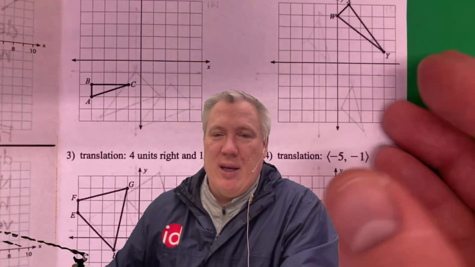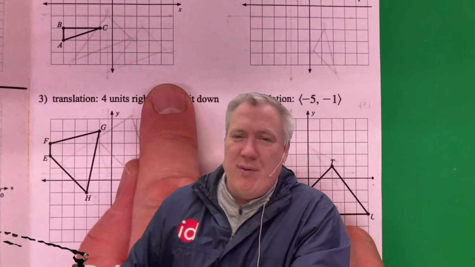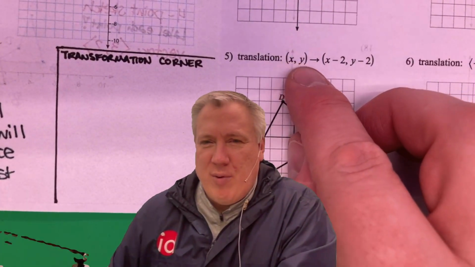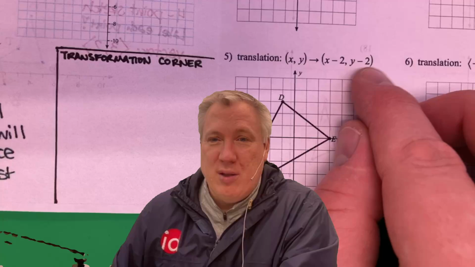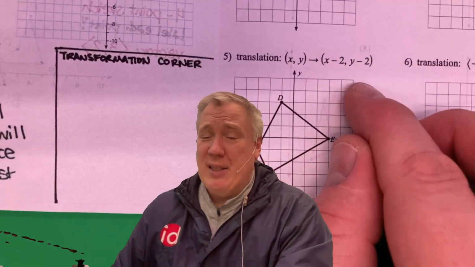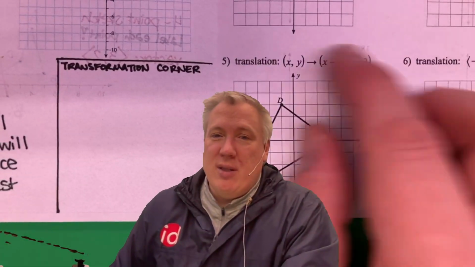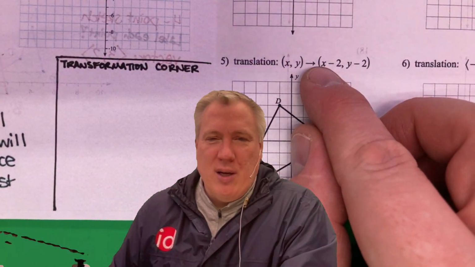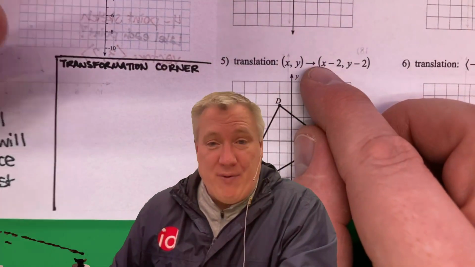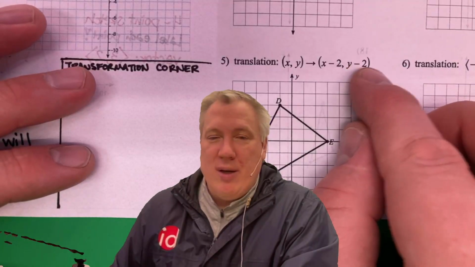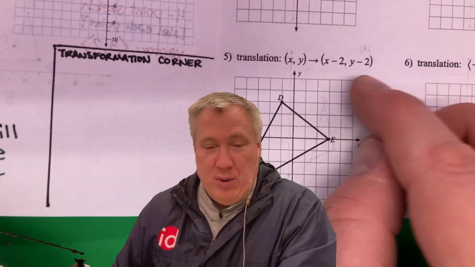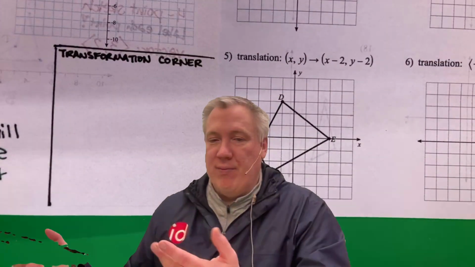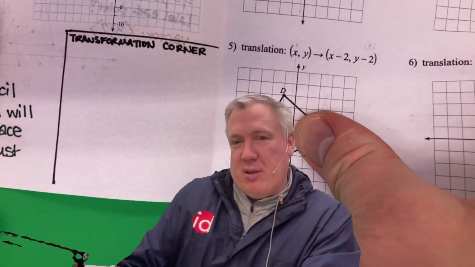Every once in a while, I give you words instead of vector notation, or this might confuse you. This says x comma y becomes x minus 2, y minus 2. This is how you might see it in some textbooks, and so I wanted you to see that notation. It just means that we're going to take the x coordinate and subtract 2, or move it left 2. And we're going to take the y coordinate and subtract 2, or move it down 2. So if you just look at it as minus 2, that's left and down. So it's just slightly different notation.